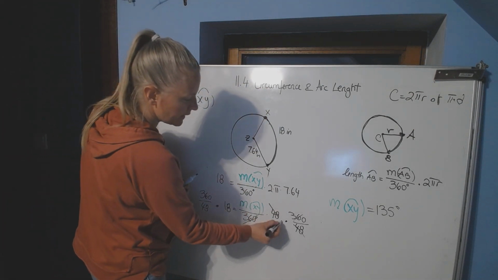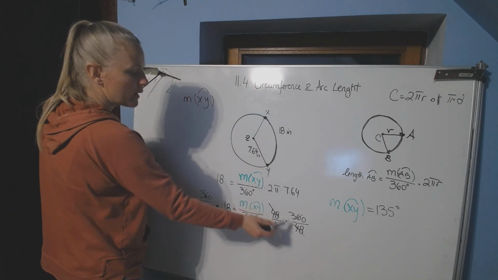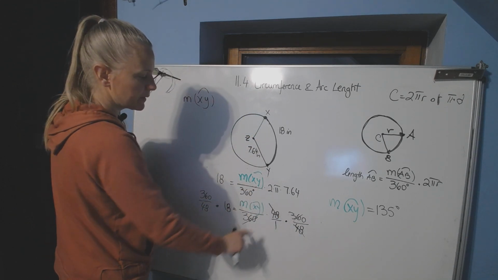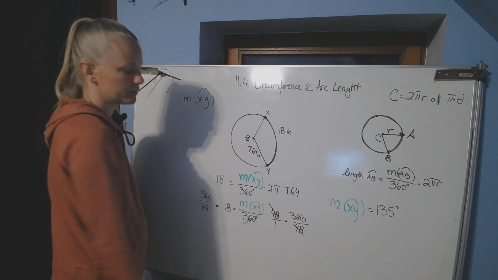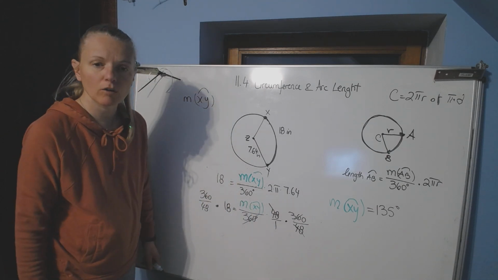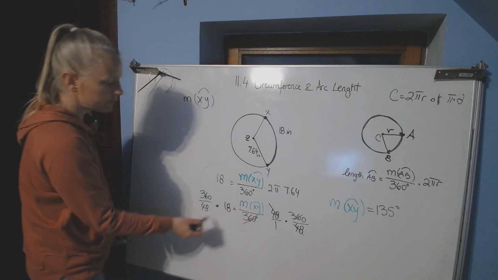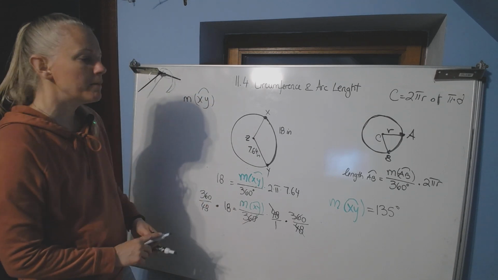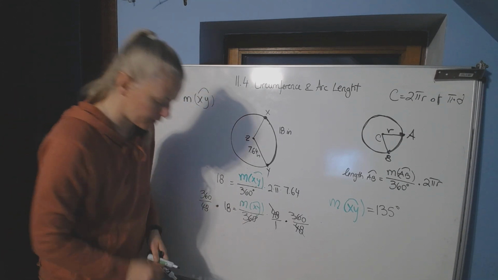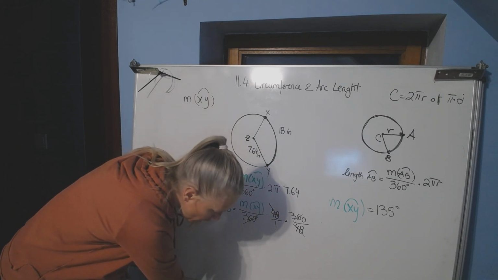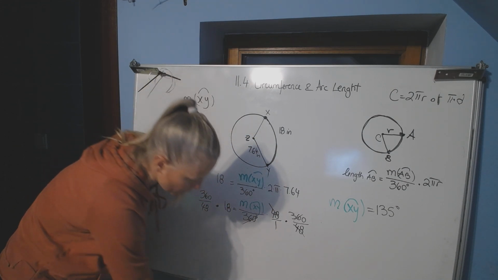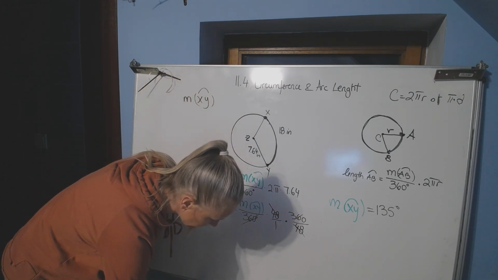So why did I times it by 360 over 48? Because this is a 48 over 1, right? I need to get rid of it. I'm going to times by the reciprocal. The reciprocal of 48 over 360 is 360 over 48. I can reduce all of this, finish my math, and that measurement of that angle is 135 degrees. You have all of that answer also on the bottom of page 684.